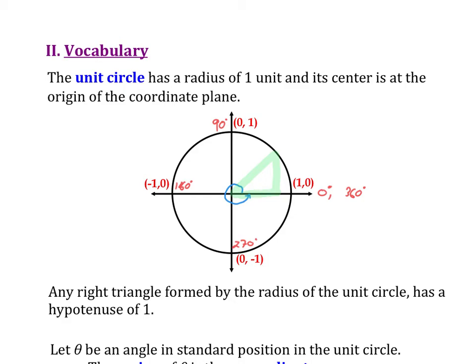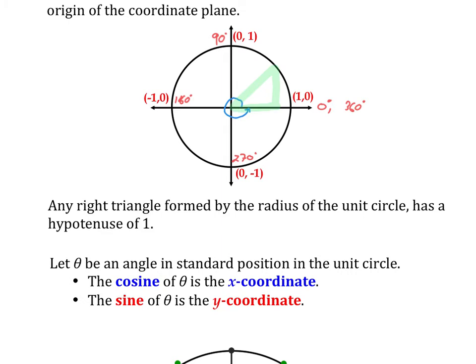Now assuming theta is the angle in standard position, this little angle here between the radius and the x-axis, then the cosine value is going to be the x-coordinate. However far out we go, this x-coordinate here is going to represent our cosine value of that unknown angle theta. The y value is going to represent the sine value of that unknown angle theta.